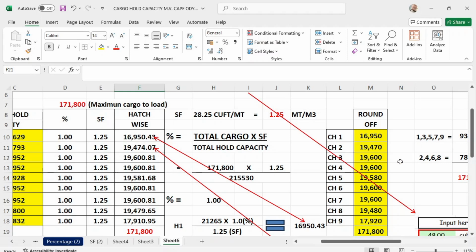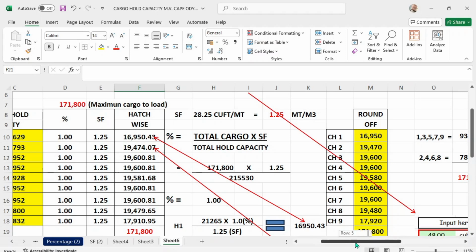In hole number 1, that will be 16,950. In hole number 2, that will be 19,470. Hole number 3 will be 19,600, and number 4 19,600, and number 5 will be 19,580, and number 6 will be 19,600. Number 7 will be 19,600. And number 8 will be 19,480, and number 9 will be 17,920, a total of 171,800.